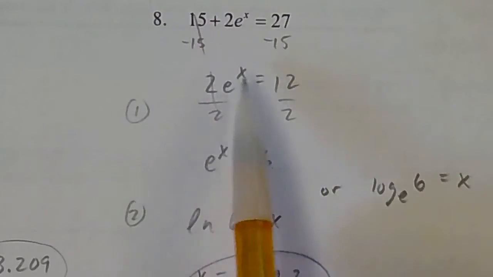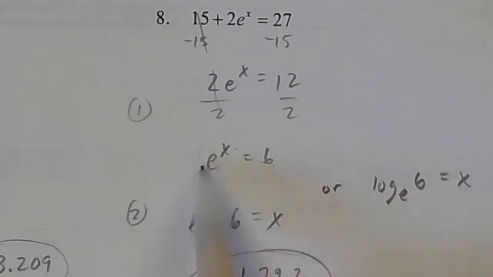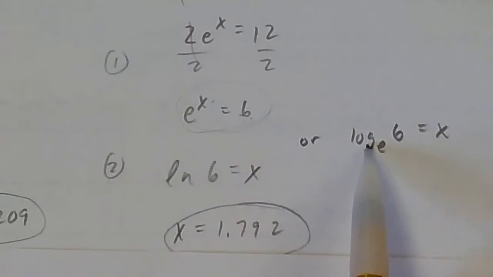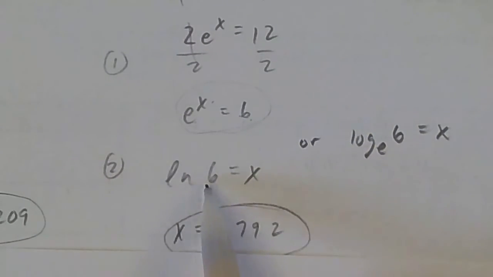All right, here we go. Move the 15 over. Divide by 2. Now it's isolated. We can definitely convert this to log form. So maybe you wrote it like this, or probably just ln 6. And that's all you have left. It's already x, so we just punch that in, and we get 1.792.